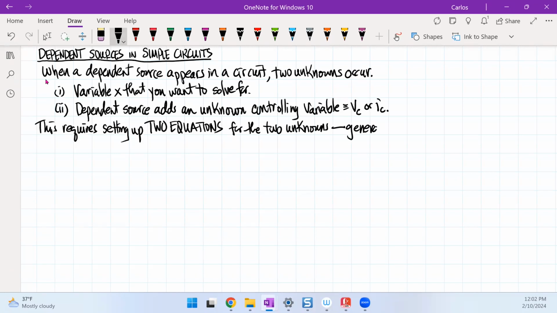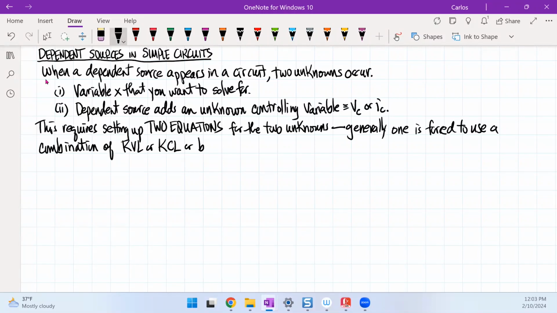Generally, one is forced to use a combination of KVL or KCL or both. So let's look at the problem solving strategy.